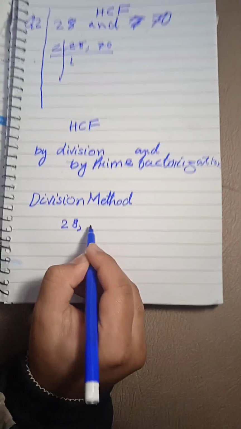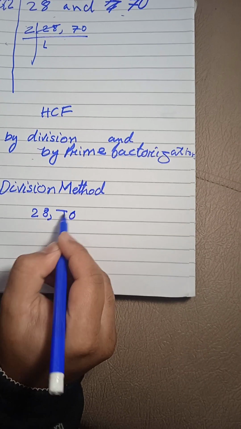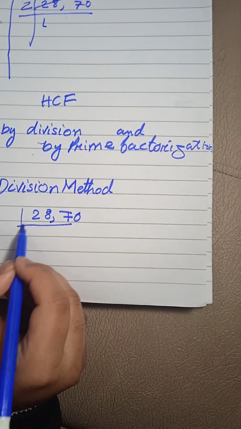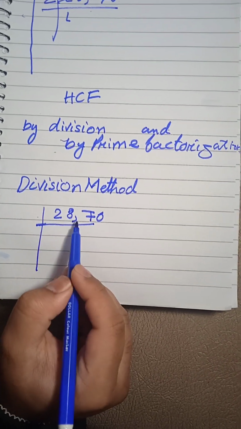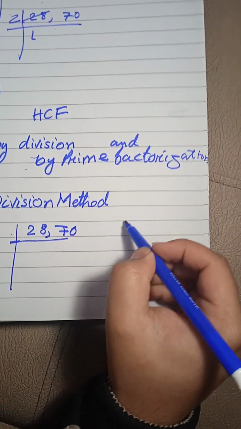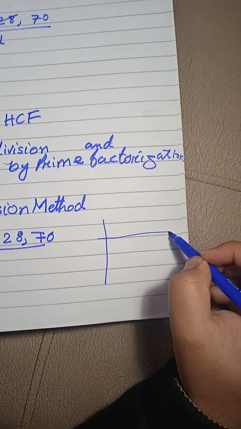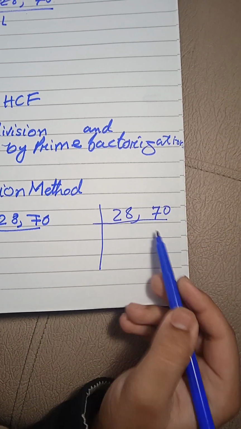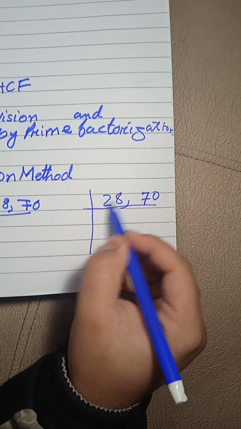We take an example. For example, we have the numbers 28 and 70. This is how we're going to do it. We draw two lines and place the numbers on the line. So first, we're going to divide by 2.